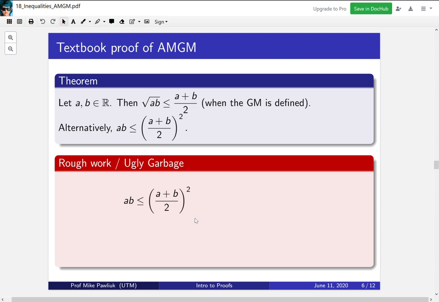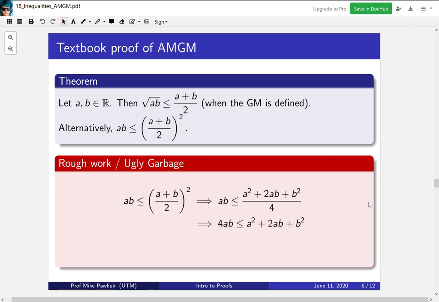How can we expand this? Well, square the right-hand side and see what you get. Now multiply through by 4. Now can we simplify this anymore? Yeah, we can subtract 4ab from both sides. So then we end up with this quantity right here after subtracting 4ab, and then this factors to (a - b) squared. And is (a - b) squared positive, or rather non-negative? Yep, that's always true because squares are always non-negative.